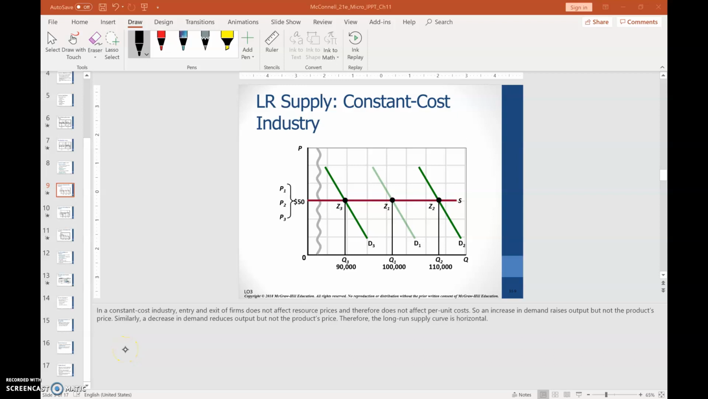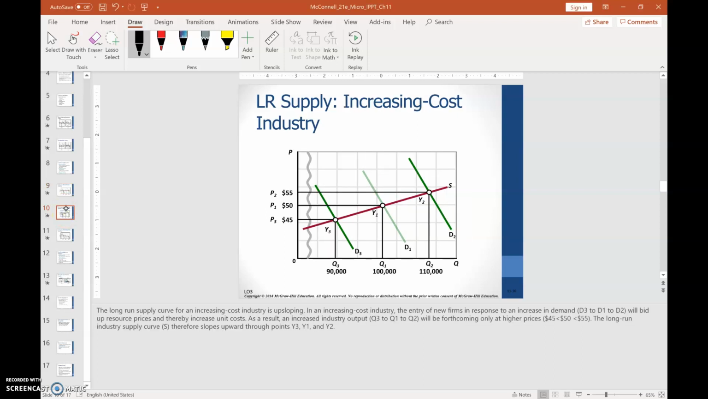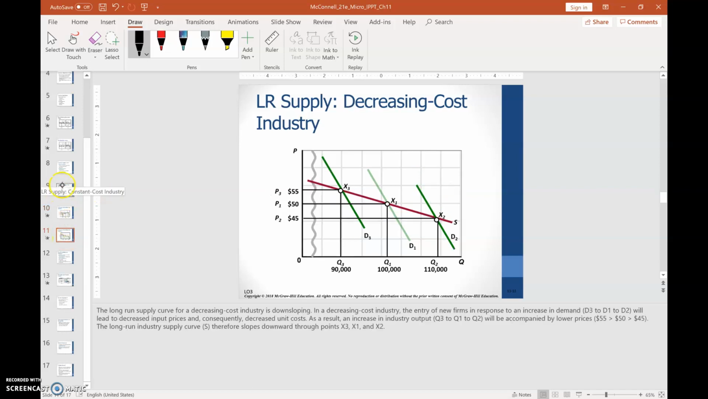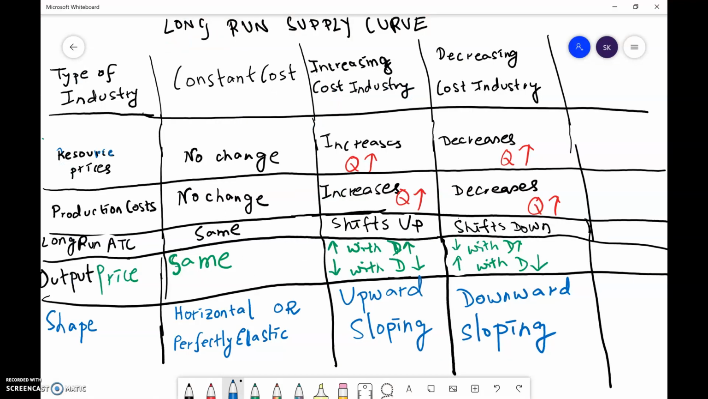Hey everyone, like the short run supply curve, we can also find the long run supply curve. The long run supply curve depends on whether we have a constant cost industry, an increasing cost industry, or a decreasing cost industry. I have pointed out what happens in each of these industries when firms enter and exit and when the industry expands or contracts.